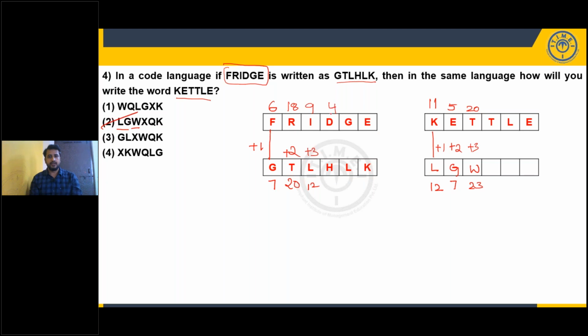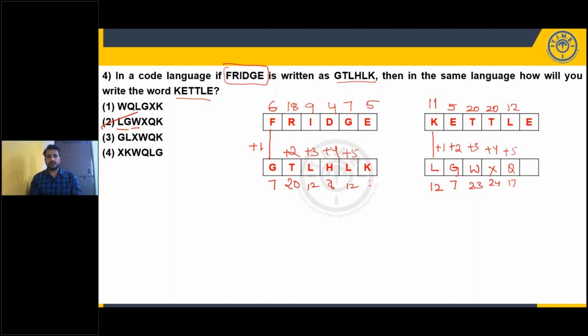LGW. D is 4, H is 8, so plus 4. So T is 20, plus 4 will be 24, which is X. G is 7, L is 12, plus 5. Look at the logic: plus 1, plus 2, plus 3, plus 4, plus 5. L is 12, plus 5 will be 17, which is Q.